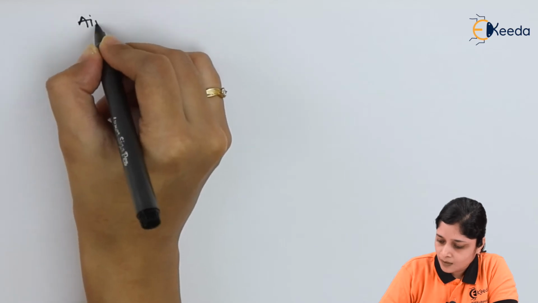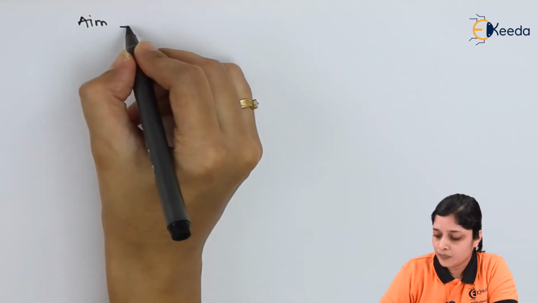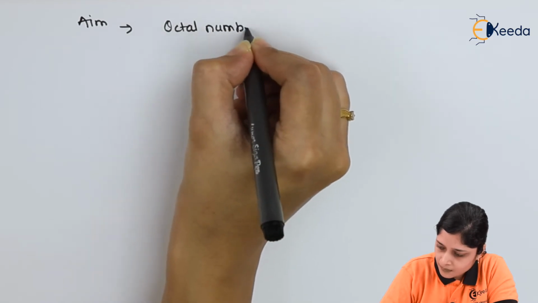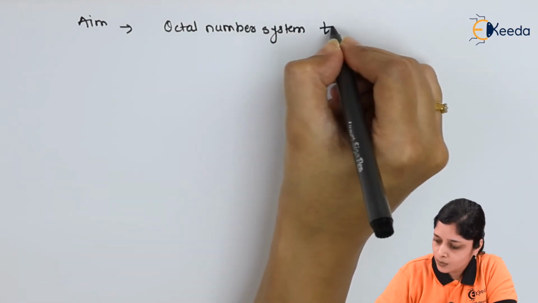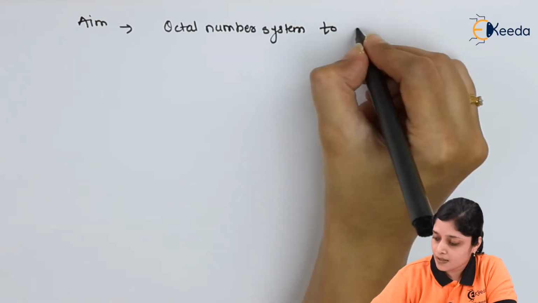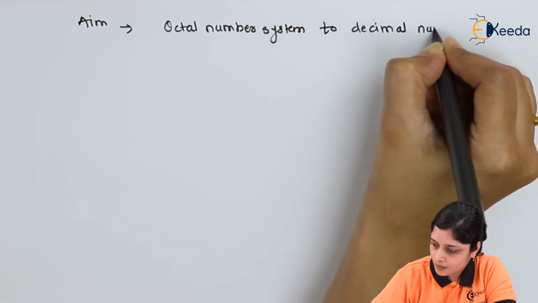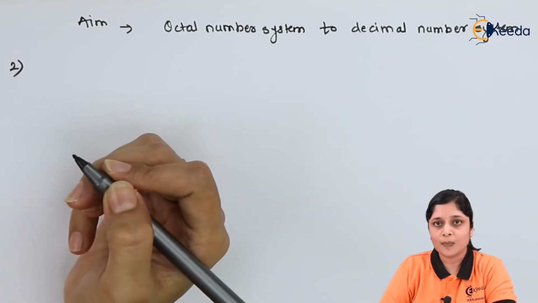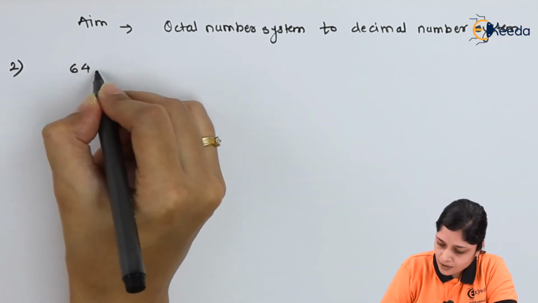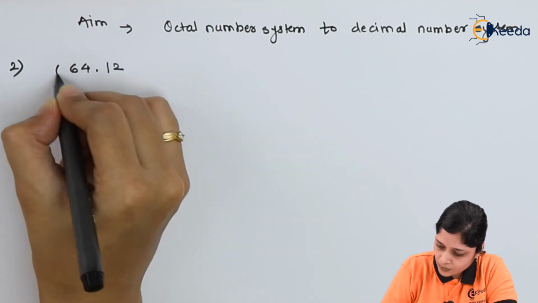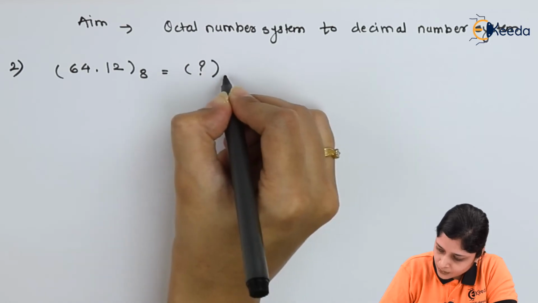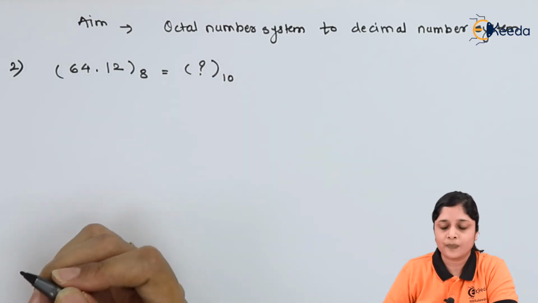Let's start with second example. Again write down aim. Convert octal number system to decimal number system. Your second problem is 64.12 to the base 8. You have to convert it into decimal form.